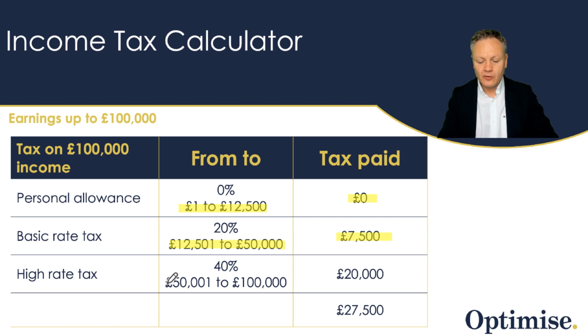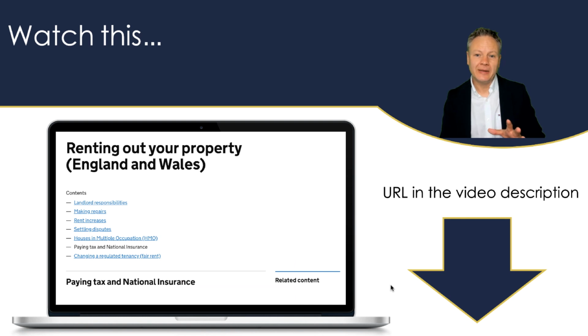Now, once you go over that amount, you go to a high rate tax band of 40%, and that is between £50,000 and £100,000, which is £20,000. So that is the 40% tax band that you'll be paying. Now, the total tax on that is £27,500.